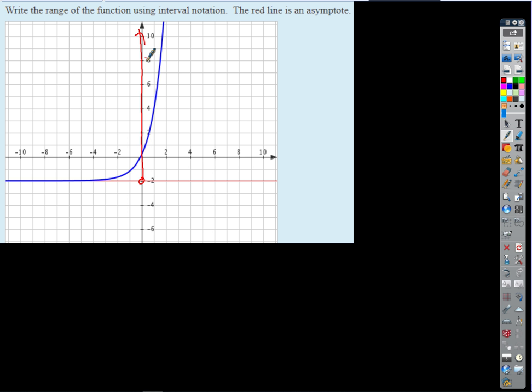So how many inequalities do I need? One, because there's only one boundary. So all I need to say is y is what? Greater than, in this case, because it's above, -2. Boom. That's it.